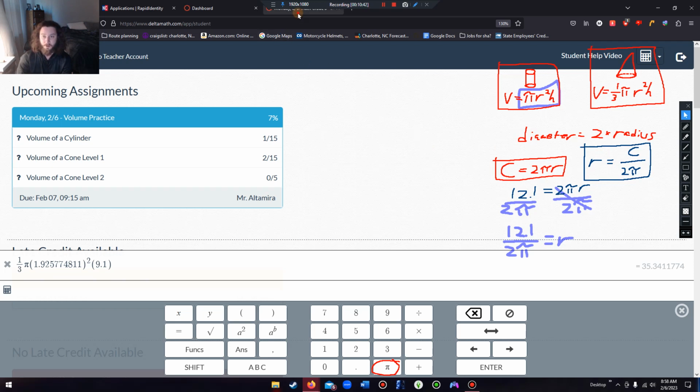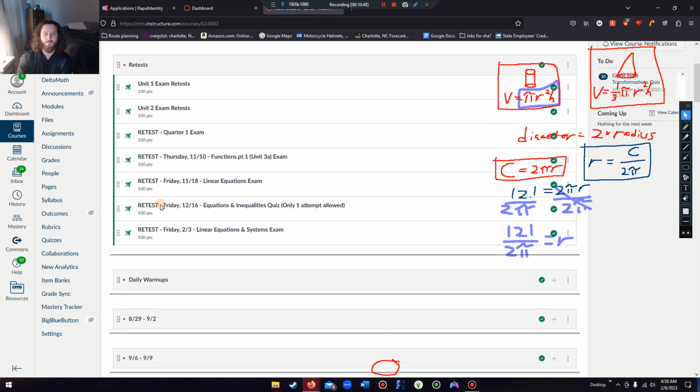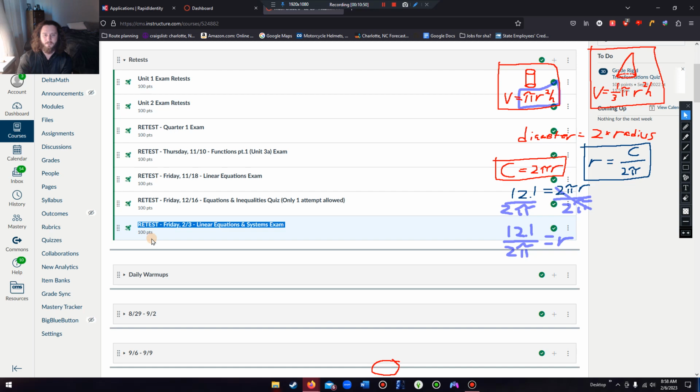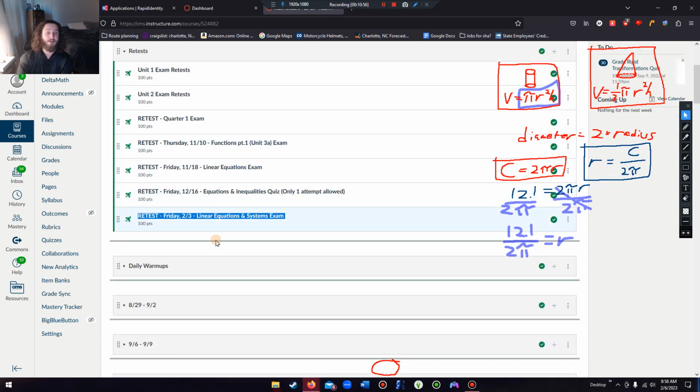Also, as a side note, the test that we took last Friday, the retest for it has gone live. The retest is right here in the retest section at the top of our Canvas page. So if you finish your Delta Math, this is something you can start working on. But that's going to be it for today.